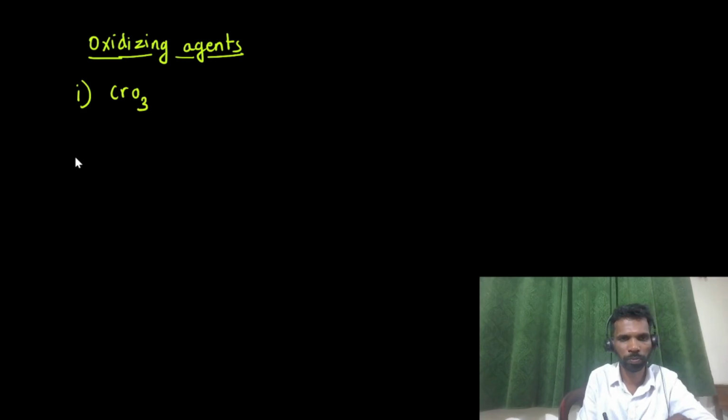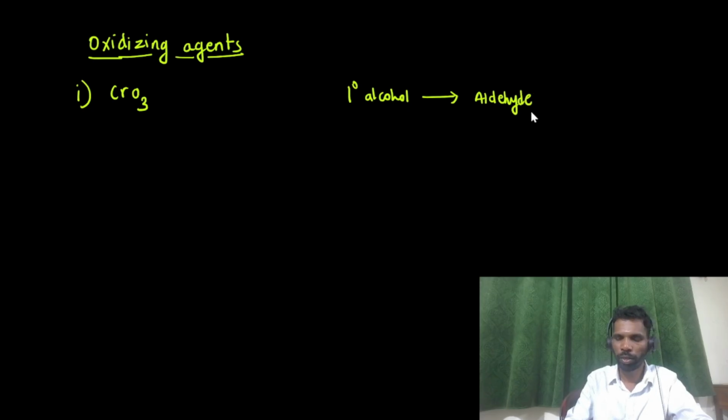The first oxidizing agent you should know is CrO3. This is a good oxidizing agent. I would say that this is something which can oxidize primary alcohol to aldehyde. If you refer to that flow chart, it is not that strong that it can oxidize primary alcohol to carboxylic acid. But if you add it one more time on aldehyde, it will convert aldehyde to carboxylic acid. So we'll consider it to be a mild oxidizing agent.